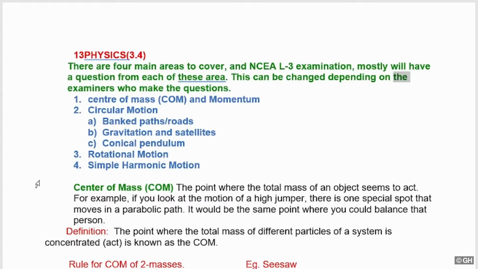Now let's go to the center of mass. I simply call it COM. It is where the total mass of a system of different masses is acting. So that is the simple meaning. We just take some examples and look at this.